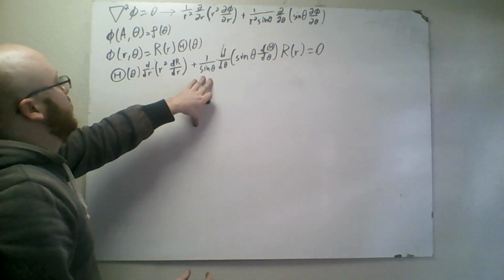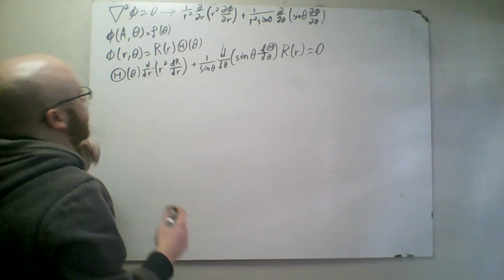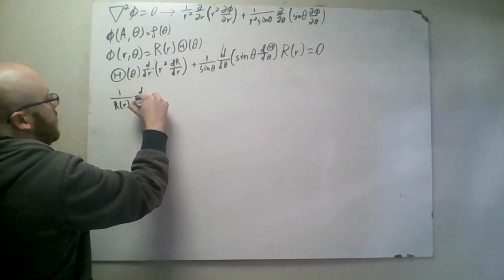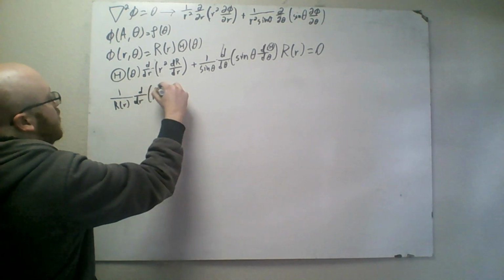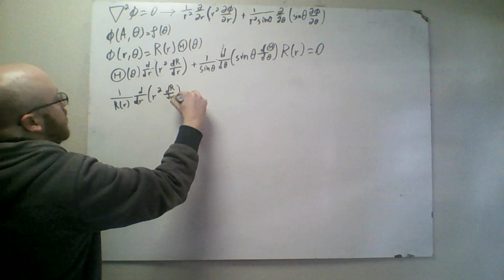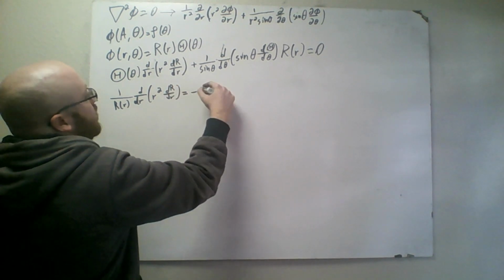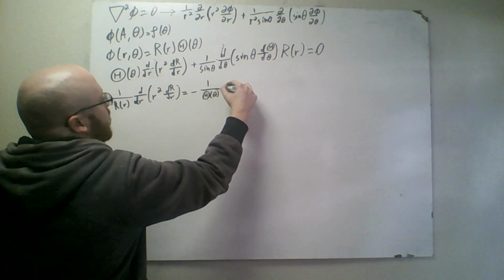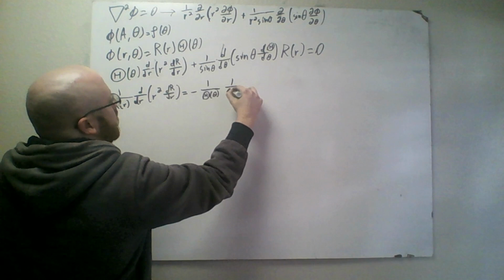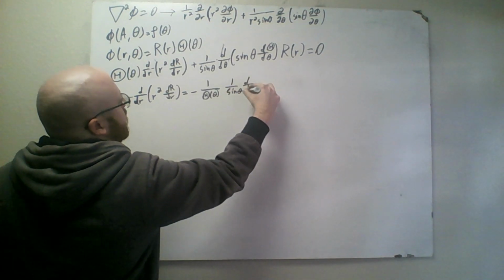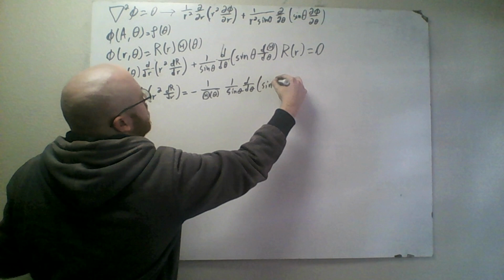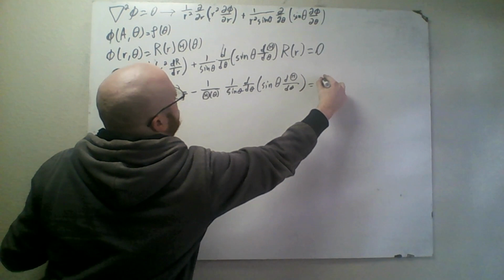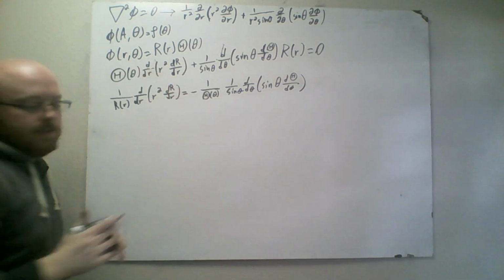Okay, so we do the same trick as before. We divide by these guys, right? We end up with 1 over big R, d over dr, r squared dR over dr, equals negative 1 over big Theta, 1 over sine theta, d over d theta, sine theta d Theta over d theta. So we get this, right?